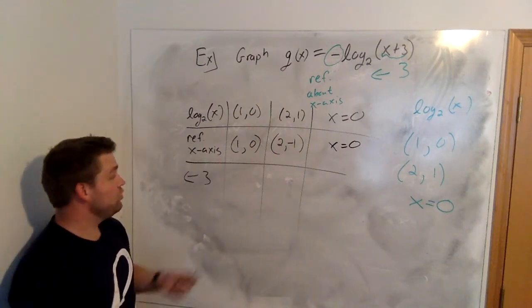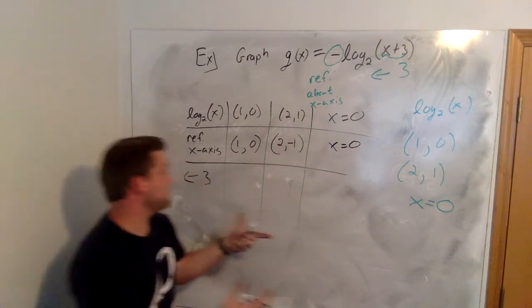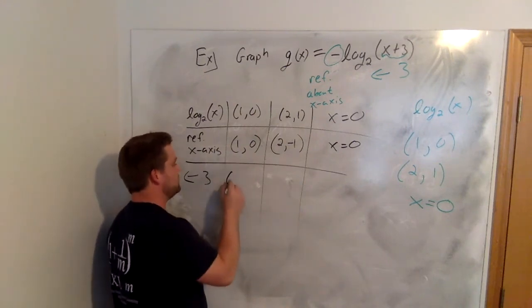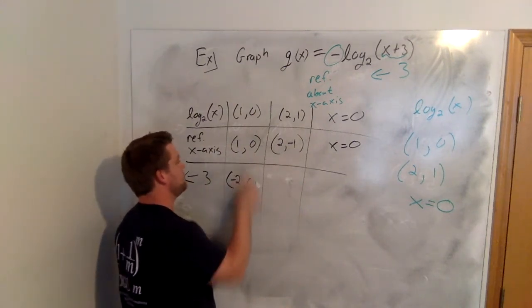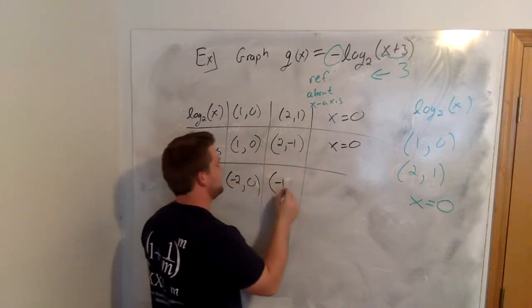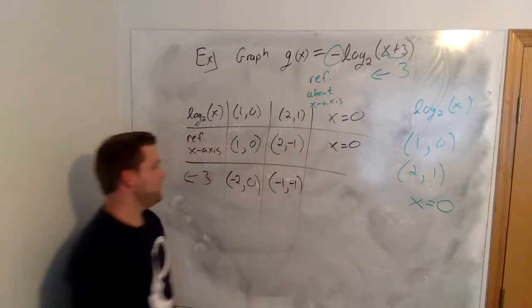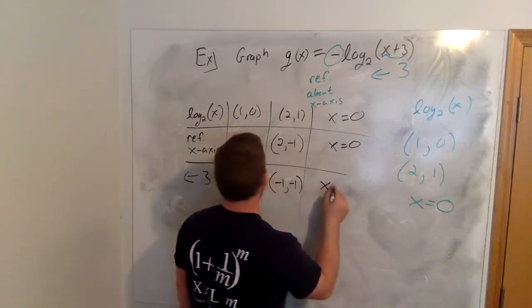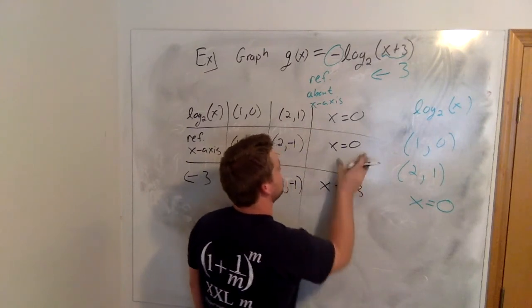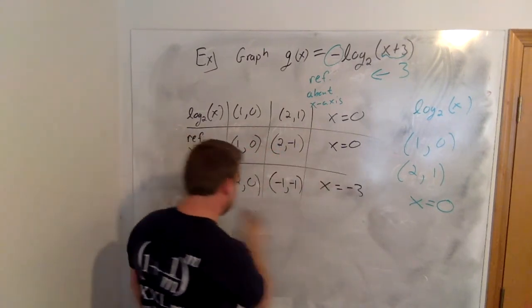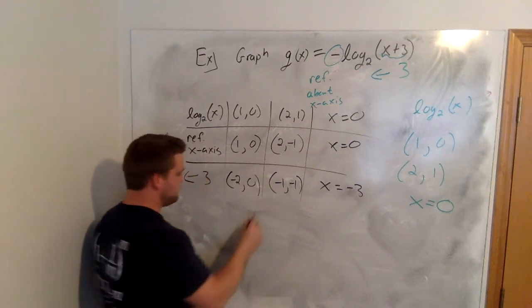Now what are we going to do? We're going to take these points and we're going to physically move them left 3 units. So I'll subtract 3 from all the x components. So we'll get negative 2 and 0, since 1 minus 3 is negative 2. And 2 minus 3 is negative 1, and we'll have negative 1. And now the vertical asymptote will be at x equals negative 3. I'm moving it to the left 3 units. Okay, we can graph this now.